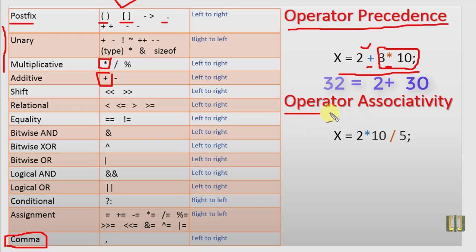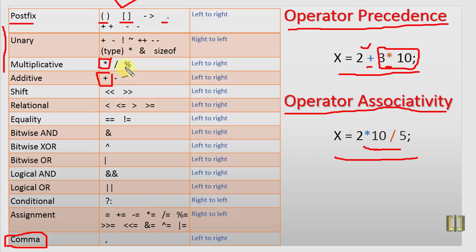Now we talk about operator associativity. Associativity is required when there are multiple operators of the same precedence level. As you can see in that expression, there are two operators, multiplication and division, and they have the same precedence level. In the table, as you can see, the multiplicative operators, division and multiplication, have the same precedence. So to determine which operation is going to be performed first, we need the associativity rule.